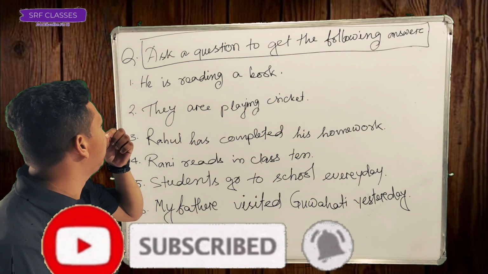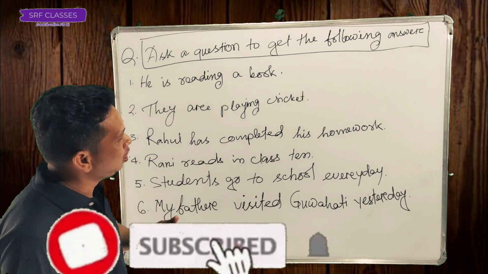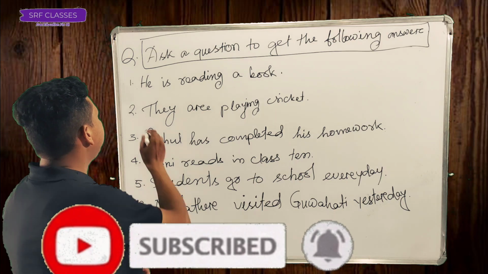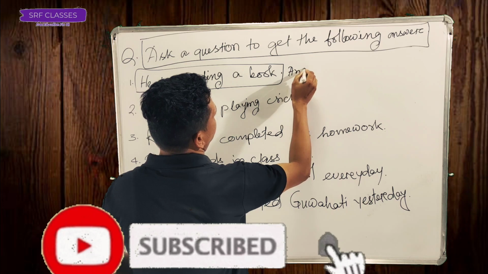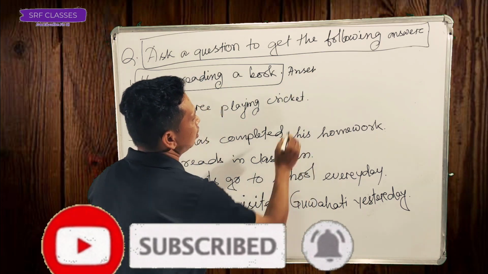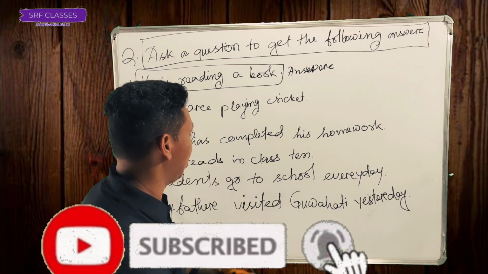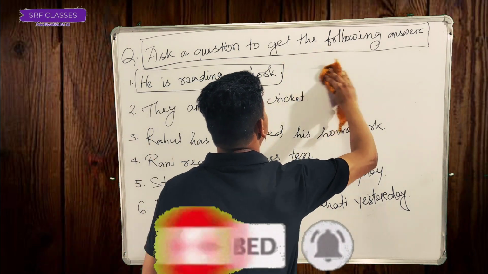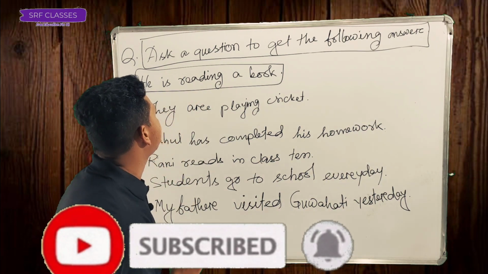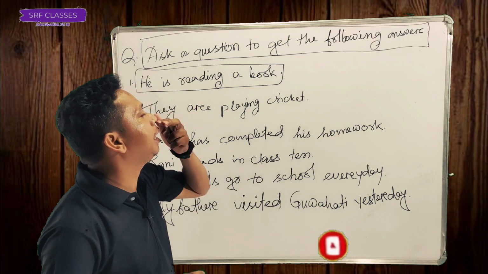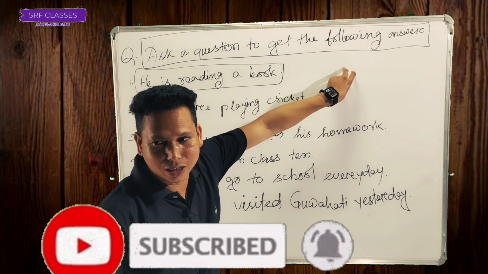So first of all you should understand what is the question. The question is, ask a question to get the following answer. That means this is a sentence which is the answer. But you should get a question that can be answered with this sentence. I hope you understand what is the question. So he is reading a book. This is the answer. To get this answer you should ask a question.